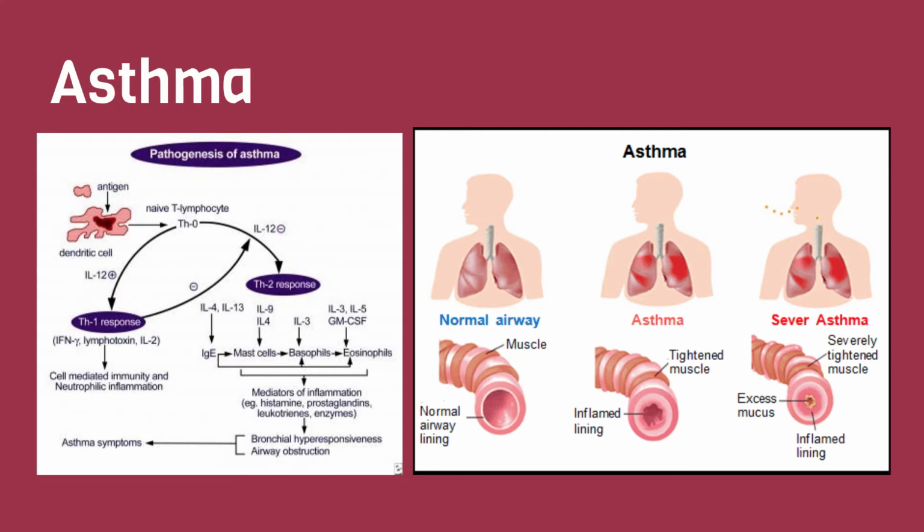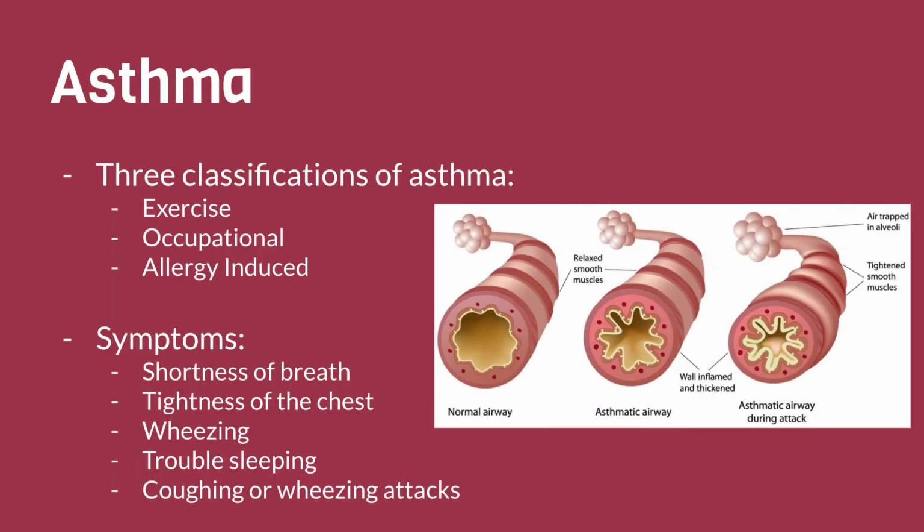On the left side of the slide, you can see there's a diagram of the immune response that happens when a foreign object, or in this case, the antigen, comes in contact with the lungs, which causes this cascade that ultimately leads to inflammation and asthma symptoms. I'll go deeper into detail about this diagram later.